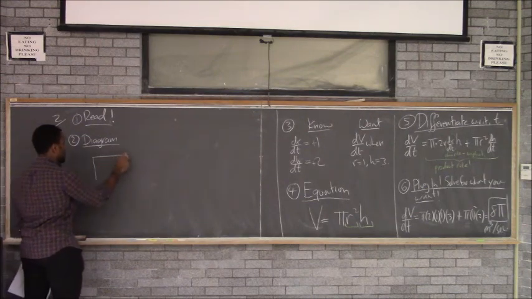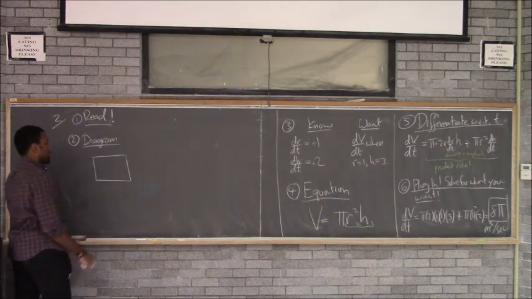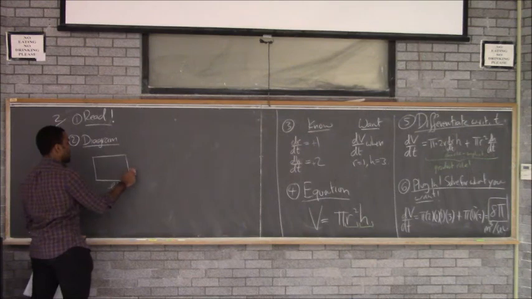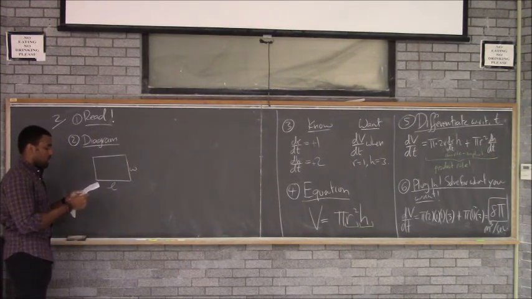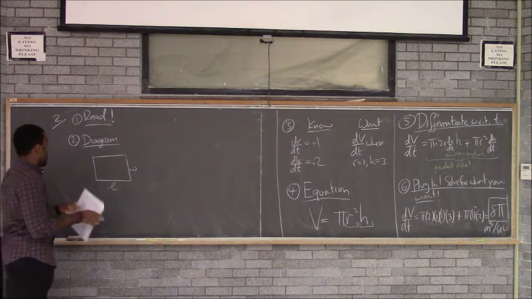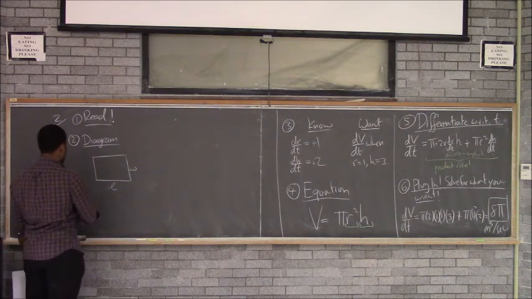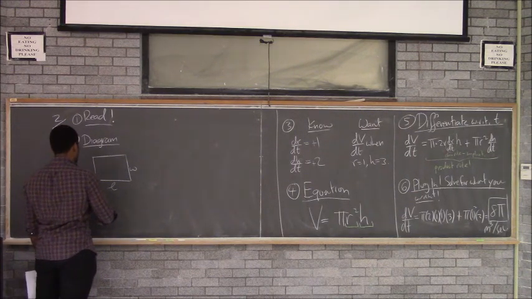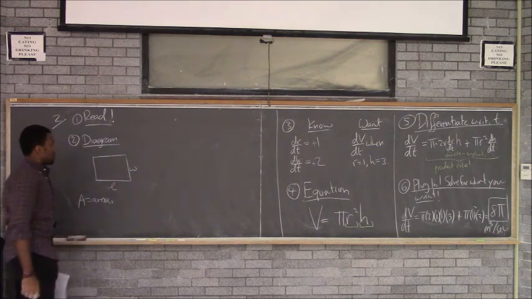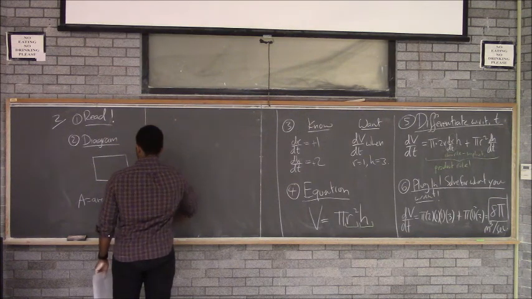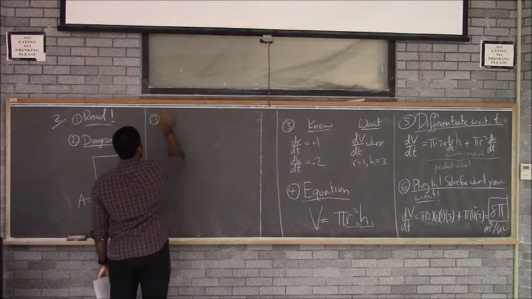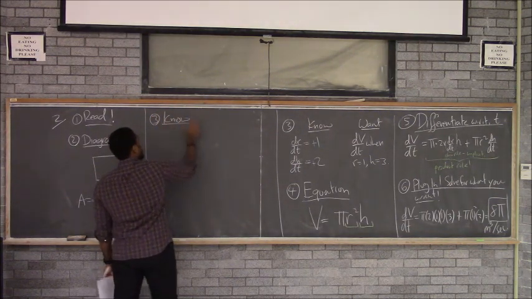So, I only care about a rectangle. I care about the length and the width of the rectangle. They are both actually moving, so I label them with variables, I label them with letters. And I am setting A equals the area. So I drew the diagram, I wrote down the variables. Now, step three, I'm going to write down what I know, what I want.